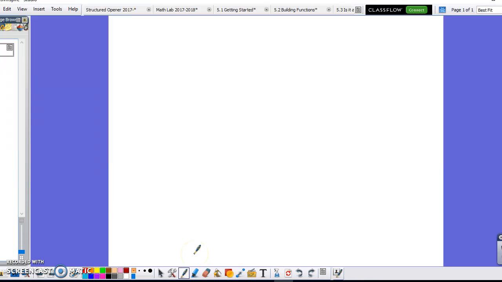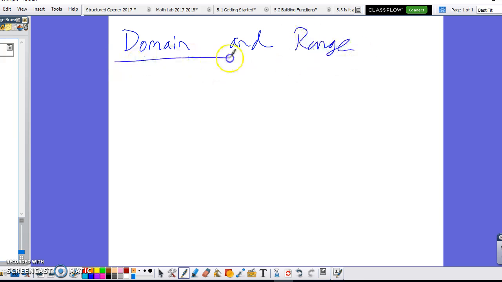Alright guys, this video is going to be a little bit of a review over a lot of stuff we've just done with functions here, okay? So not going to hit everything that we've done, but try to hit the key points. So let's start off with a little bit of domain and range. Our favorite topic, right? So looking at the domain of a graph.